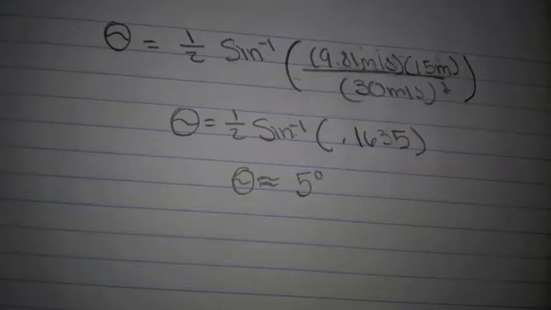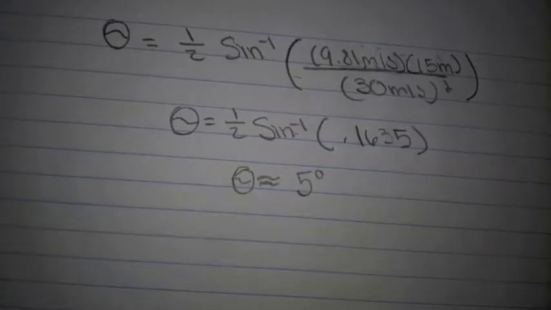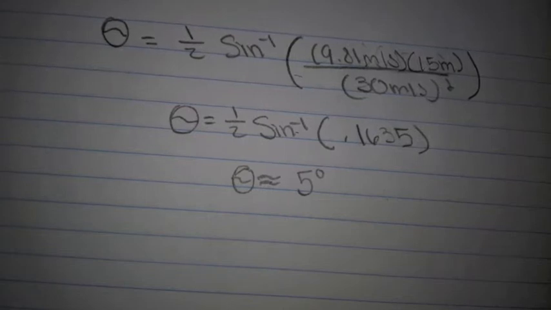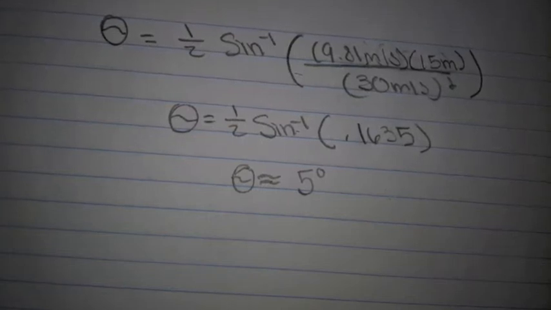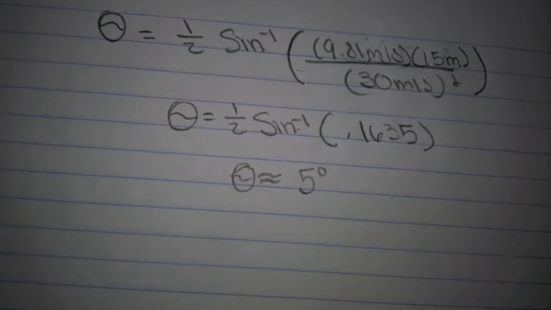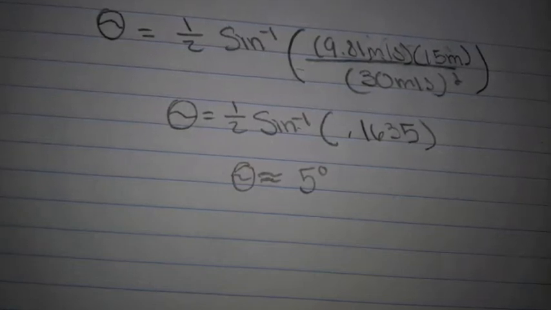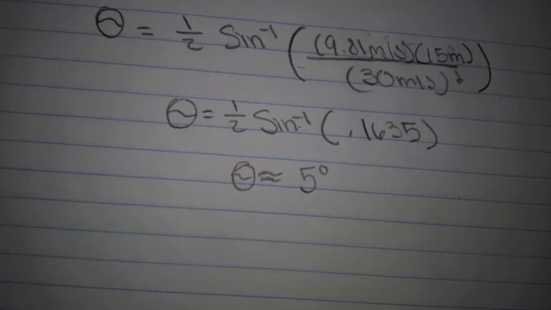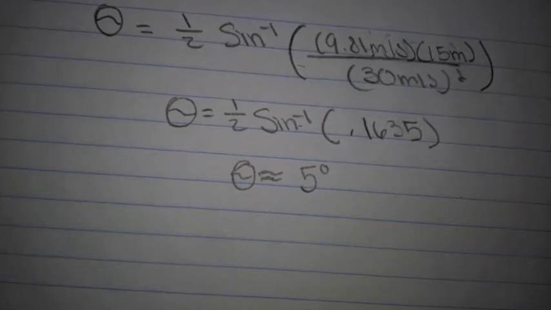We would then rearrange the formula to solve for the launch angle. We would end up with theta is equal to half sine inverse of gravity times range over initial velocity squared. The ending result is 5 degrees. So in order for this to happen, the angle would have to be 5 degrees.